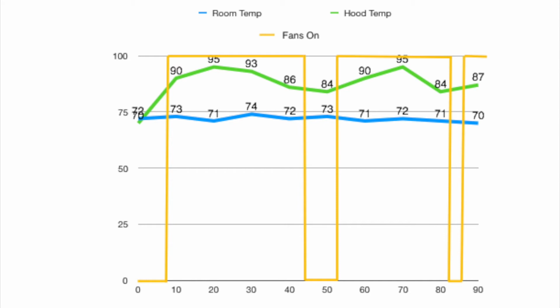Let's say that the room temperature is 70 degrees. When the hood temperature rises 15 degrees, which would be 85, the hood will turn on. When the temperature drops to 83 degrees, the 30-minute timer will start. And as long as the temperature stays at 83 degrees or less, after 30 minutes the hood will turn off.